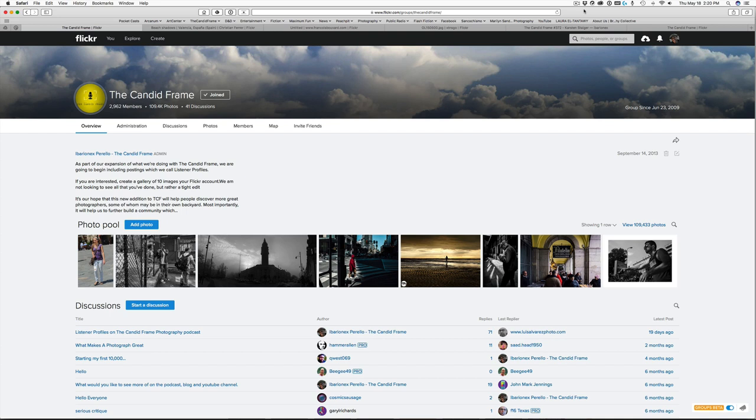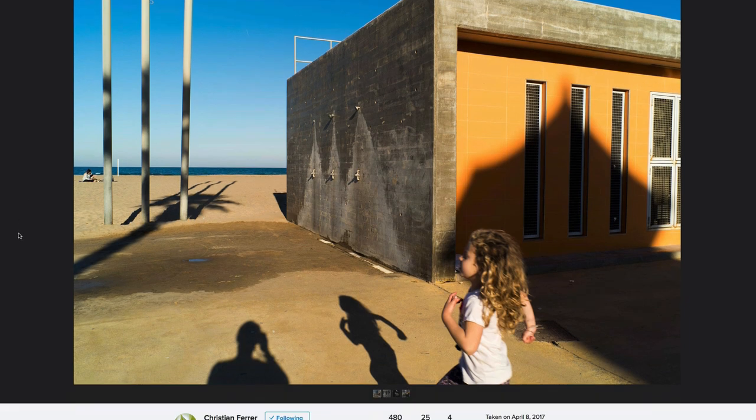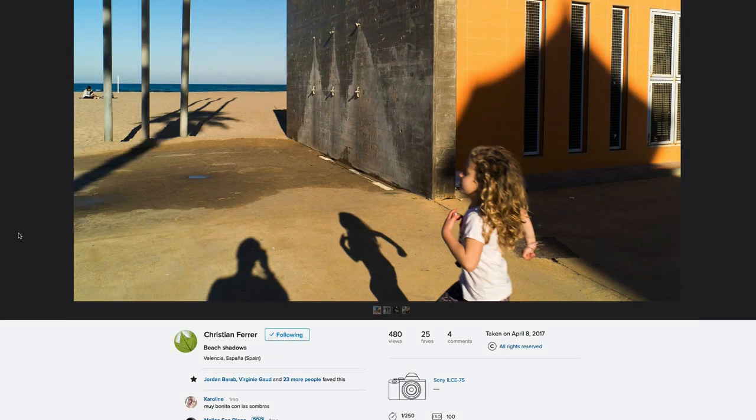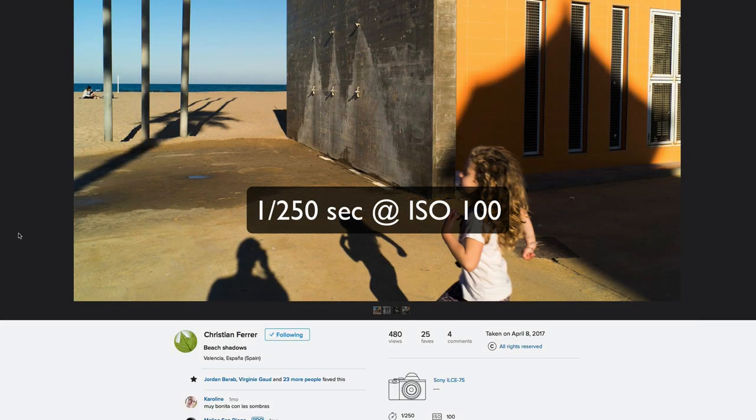And one of the things that I talk a lot about with my students is this idea of making a photograph, about looking at a scene and slowly building an image rather than just trying to get off these quick snaps and hoping that you're fast enough to recognize something happening in front of you and pressing the shutter release button. So here are three images that build on that idea. First, we have a shot by Christian Ferrer. This was made with a Sony 7S at 1/250th of a second at ISO 100.